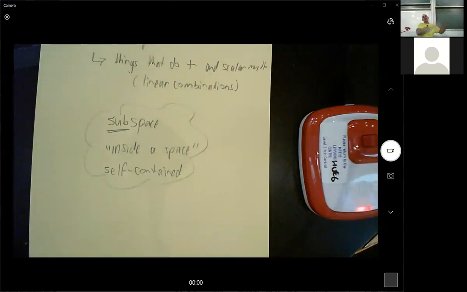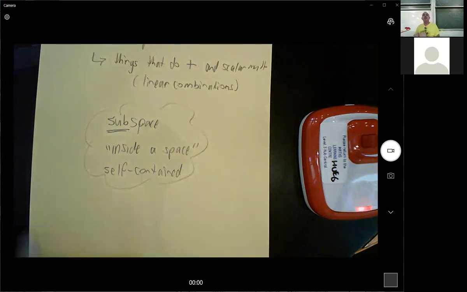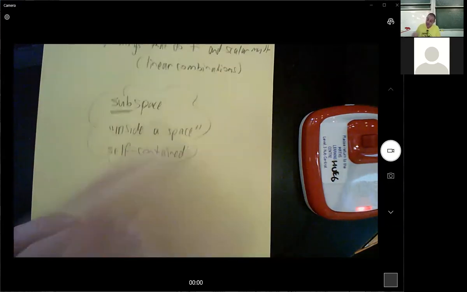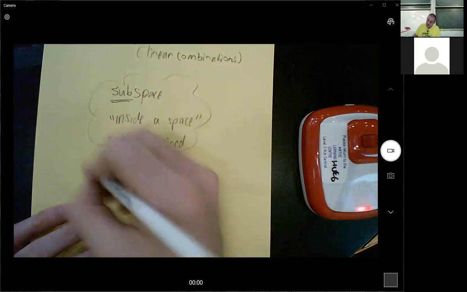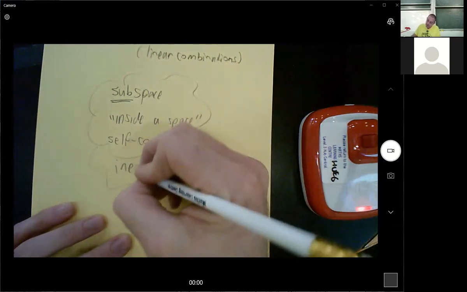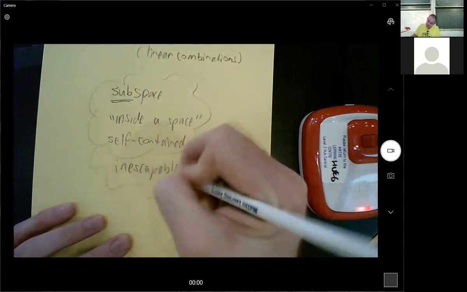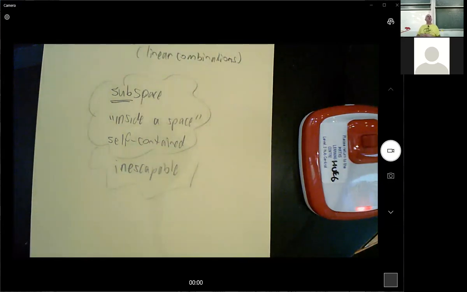So the thing that vectors do to be a vector space is linear combinations. So if I want a smaller piece of it that counts as a vector space all by itself, it has to be self-contained when I do linear combinations. It has to be impossible to get out. So here's my other thing. It's inescapable. You can't escape a subspace by doing linear combinations.